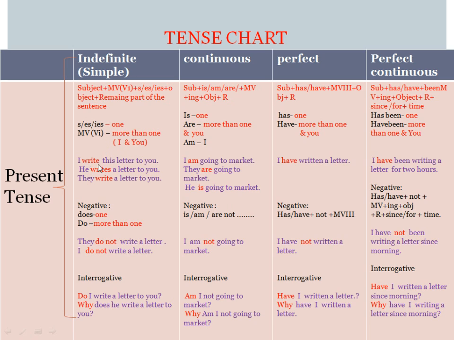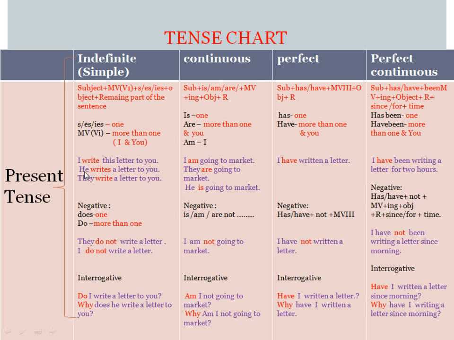So we use here the first form of the verb. Here we also write MV. MV means main verb, first form of the verb, and for this we use only the first form for more than one. So we write here only the first form of write. I write this letter to you. This verb indicates that the tense belongs to present tense, present indefinite tense.